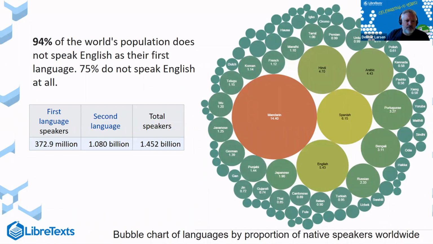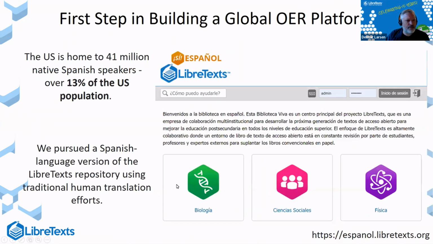However, if you expand that scope beyond Spanish and look at all the students in the world, 95% of the world doesn't speak English as the first language and 75% doesn't speak English at all. That means there's a significant number of students who could capitalize on the OER that we have curated, that's hosted in our corpus, but don't do so because it's in a language that they're unable to comprehend. So we built this infrastructure.